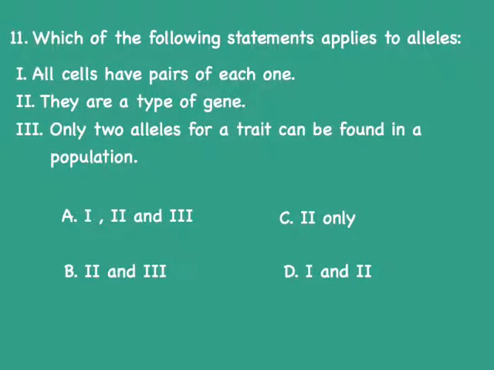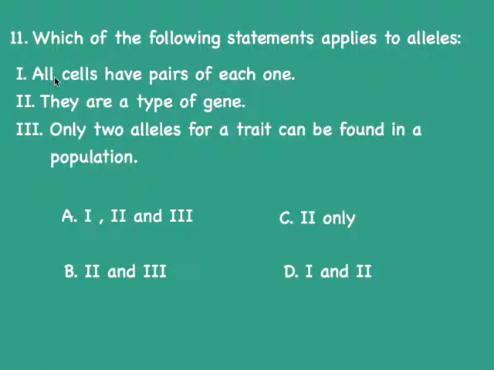Continuing with the answers for some more multiple choice questions. Which of the following statements applies to alleles? All cells have pairs of each one. They are a type of gene. Only two alleles for a trait can be found in a population.